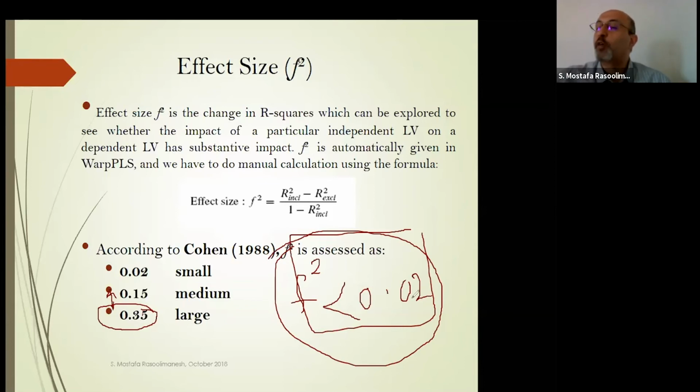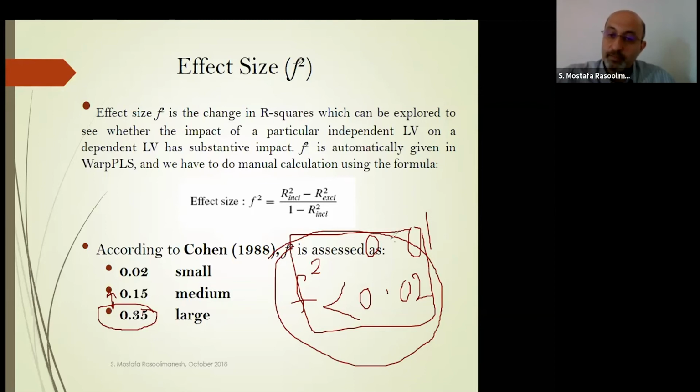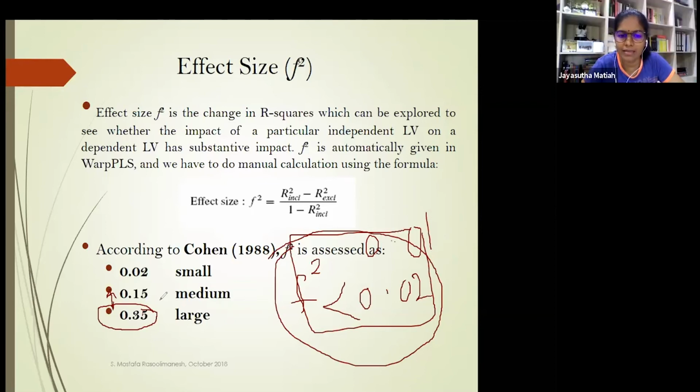If f square is lower than 0.02, for example 0.01, what does it mean? Anybody can interpret this value? Any answer? What is the value, Prof? 0.01 for effect size. So yes.